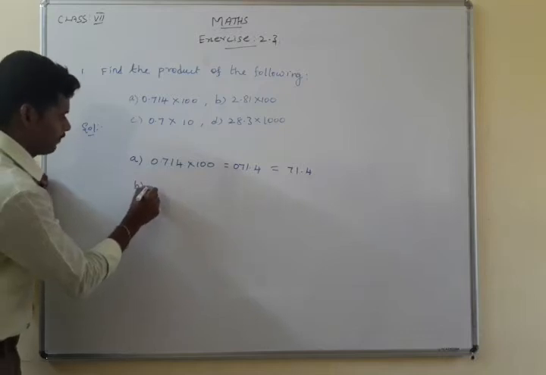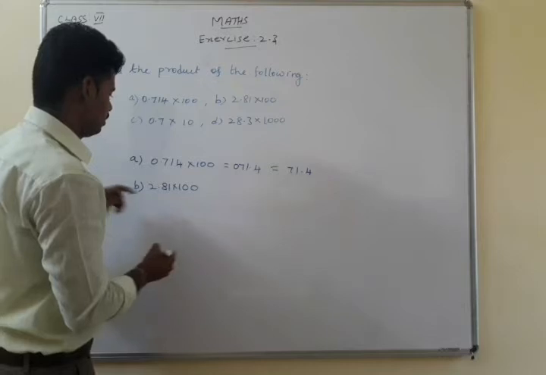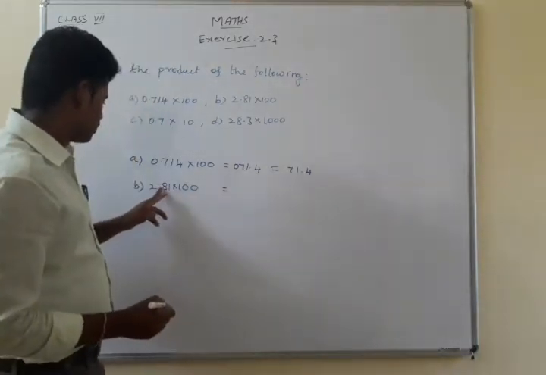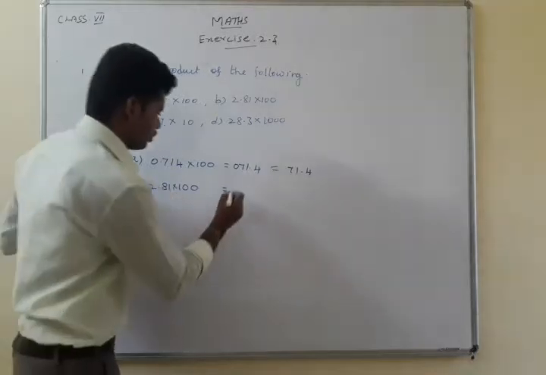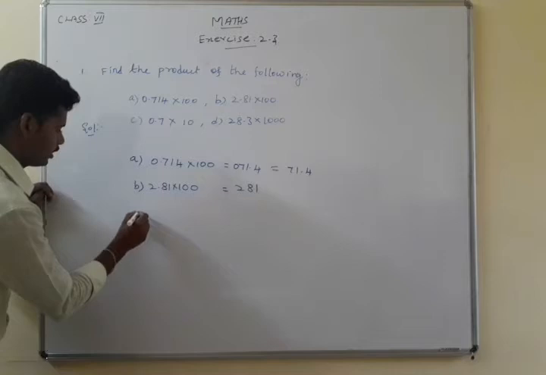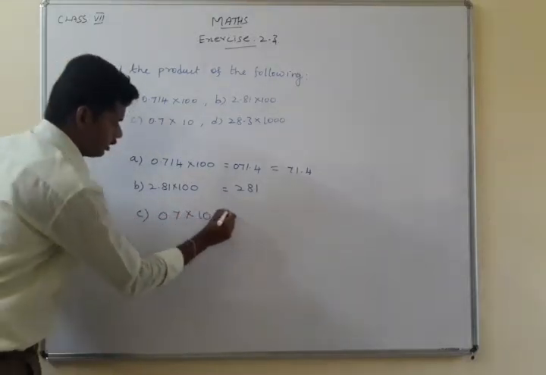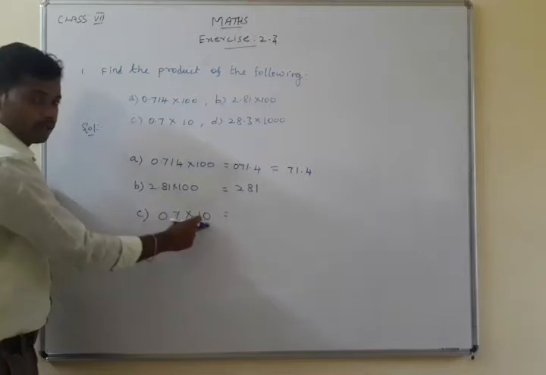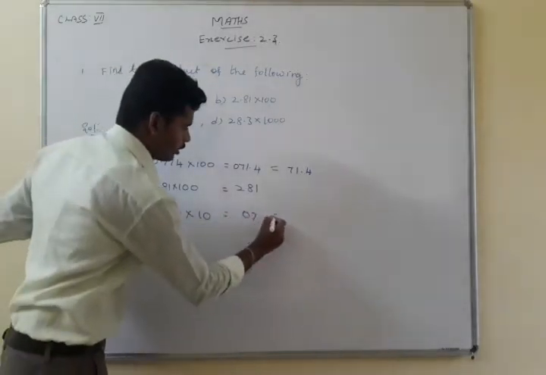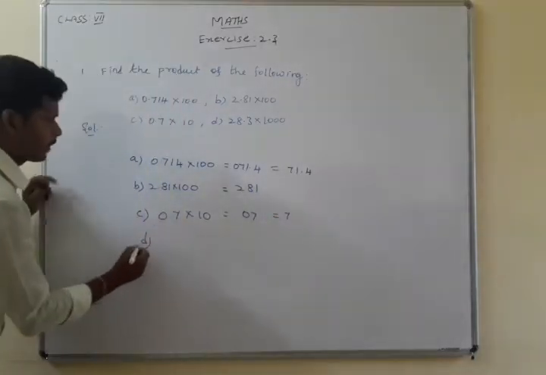Second one, B. 2.81 into 100. Here 2 places, 1, 2, so 281. That's our answer. C, 0.7 into 10. Here 1 decimal shift because of 1 zero, so 07, equal to 7 only.